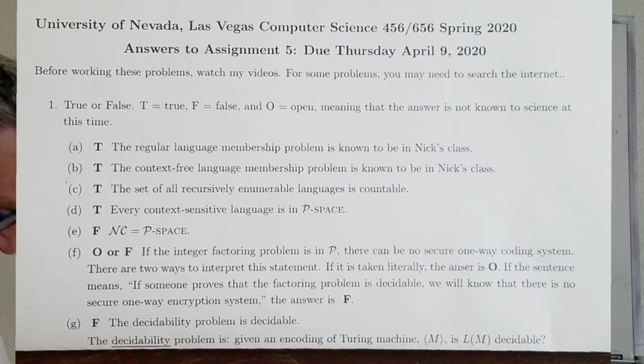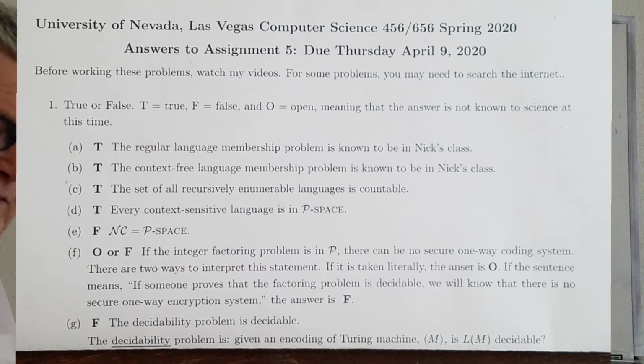Now here it says NC equals P space. Well, that I just did in the previous slide, and that one is known to be false. All right, now let's look at problem F. Suppose that someone solves the integer factoring problem in polynomial time. In that case, what would the consequences be?